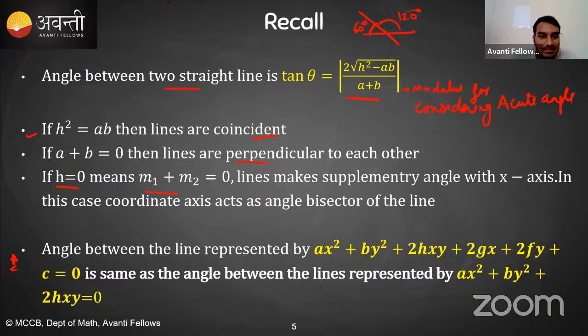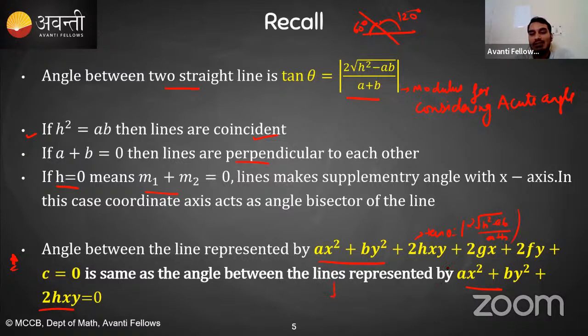That's why I have taken this again as a recall: the angle between two lines, if it is given in the general form, is the same as the angle between the homogeneous part. So the general combined equation of the lines is given, and you just need to find the angle between the lines. What you need to do is consider only the homogeneous part, where a, b, h are already known, use those and get the answer. So in this case the angle between the lines is again 2 times under root h square minus ab upon a plus b, and this is again tan theta, same thing.